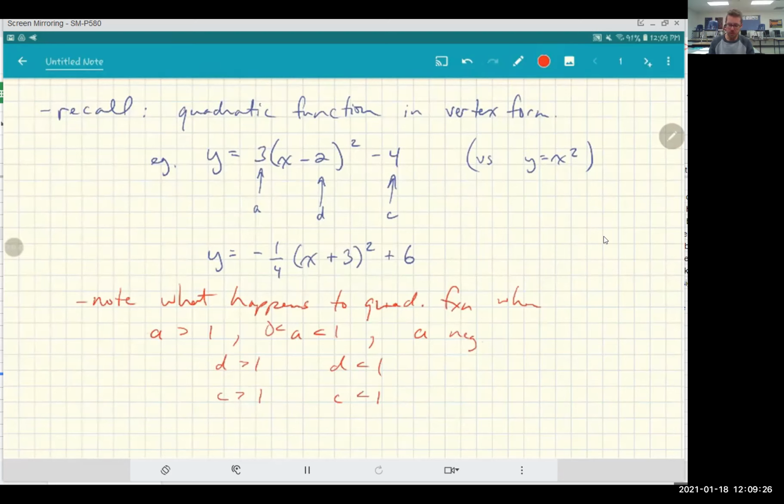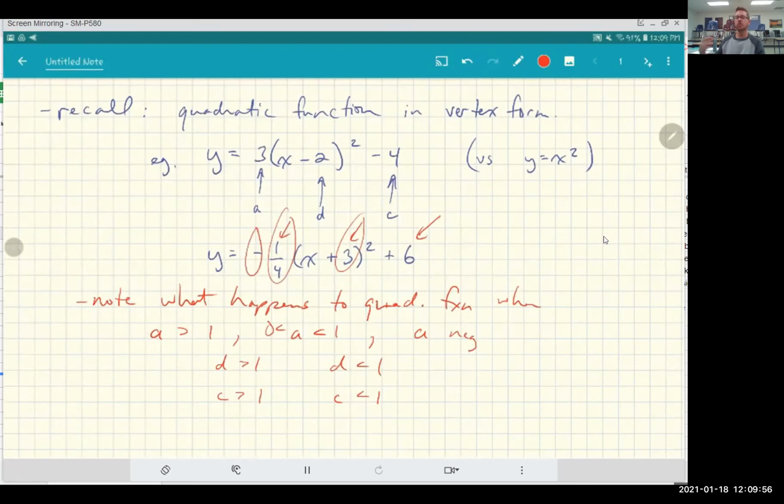Another way you could do this is to point at each of these things. You would say, well, this 6, for example, translated this graph up. And this 3 here translated the graph which direction? Which direction did it translate the graph when we put in x plus 3 as our equation? And this 1/4, what did that do to the graph? Did that compress it? Did it stretch it vertically? And what did this negative do?